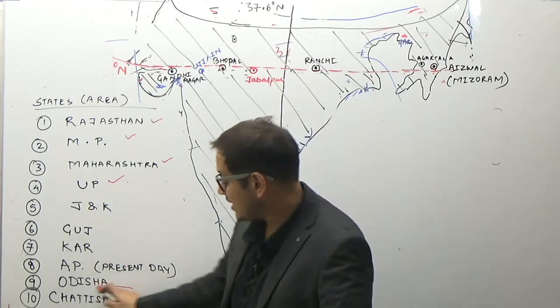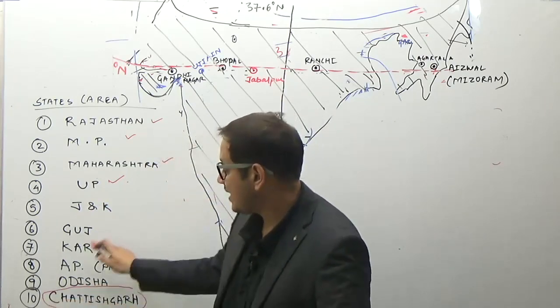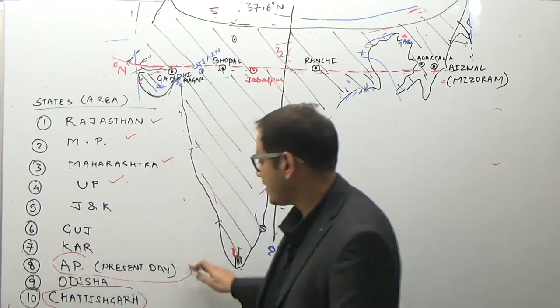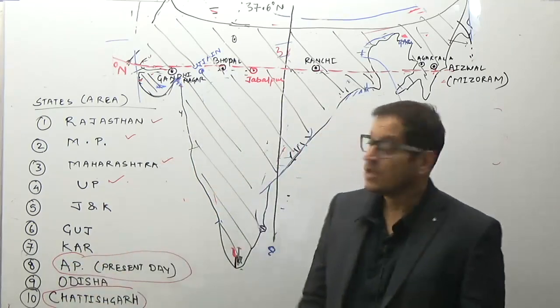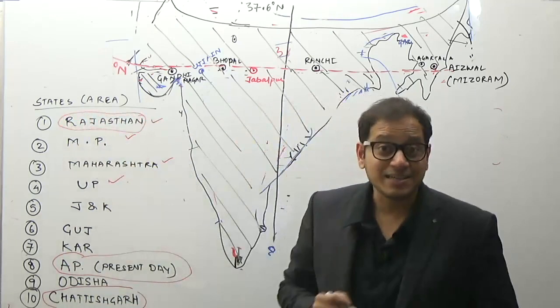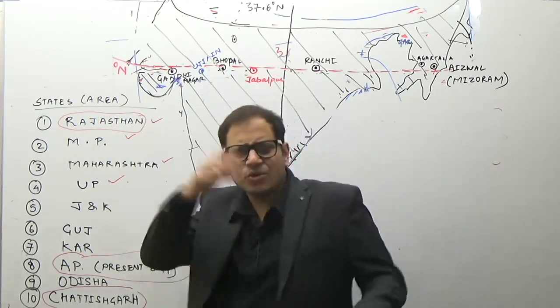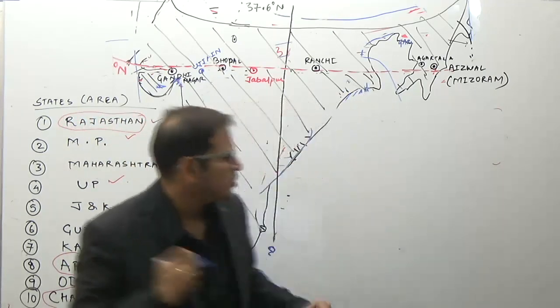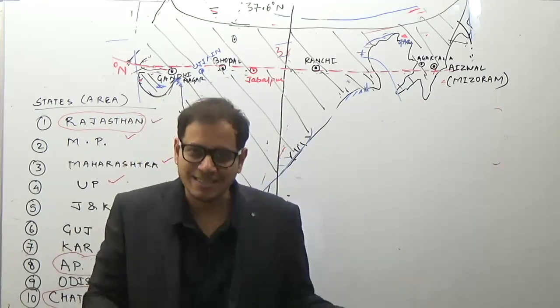Remember, Chhattisgarh is the 10th largest state, and present day Andhra Pradesh is the 8th largest state in India, while the largest state is Rajasthan. So these are the biggest states in India. You don't have to remember all the smaller states, you just remember the 2 smallest states in India.